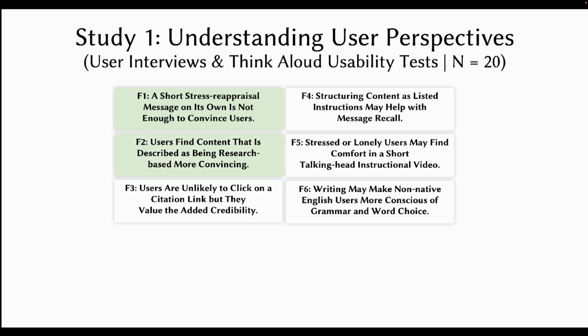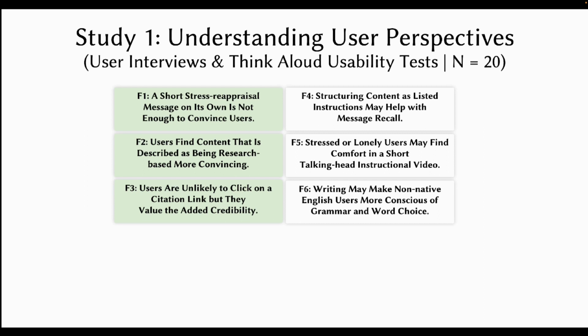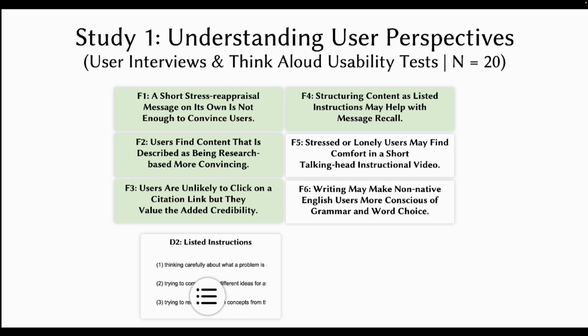When it comes to convincing students, research-based content seems to be the way to go. Even if students don't go as far as reading a research paper that we linked in a citation, they did find the information that's backed by research to be more persuasive. When it comes to the format of the information, students prefer text-based information that is presented in a clear and structured way, especially when it includes actionable items.